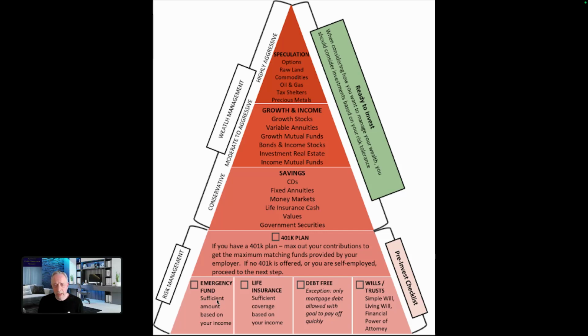As you see on the diagram, a sufficient amount, based upon your income. So what does that mean? It means putting aside into a savings account 3 to 6 months' worth of income, whether you're an individual or a couple. And it's for emergency purposes only.